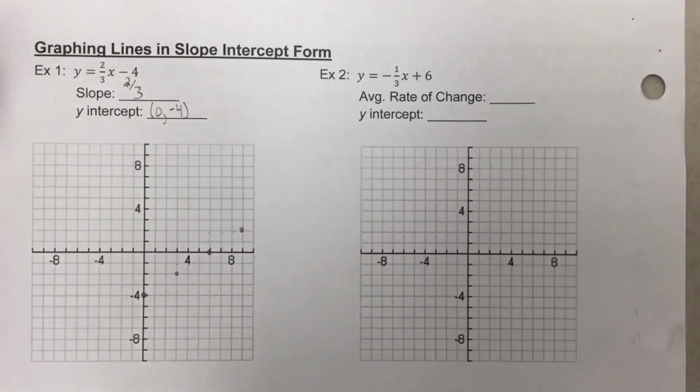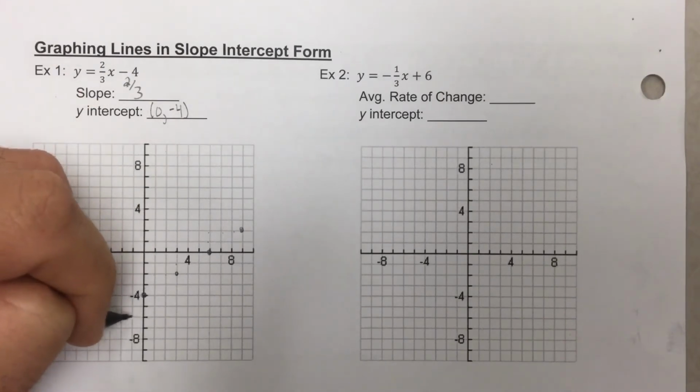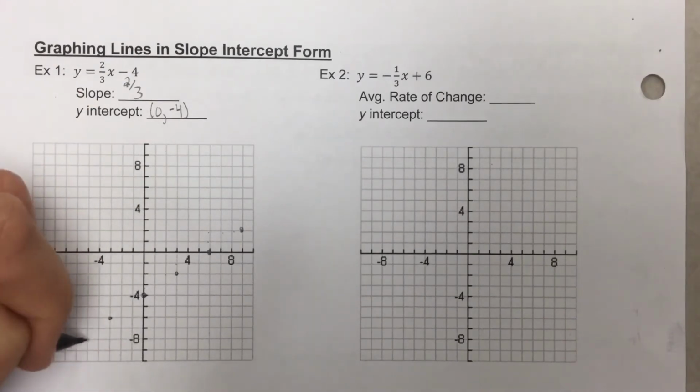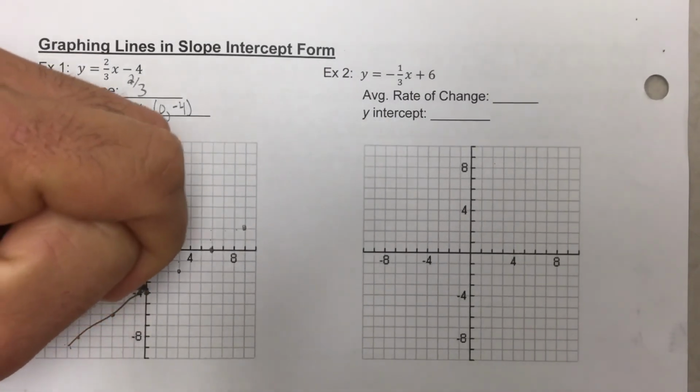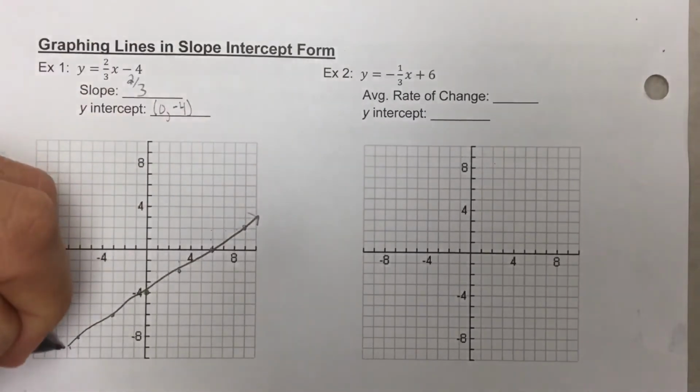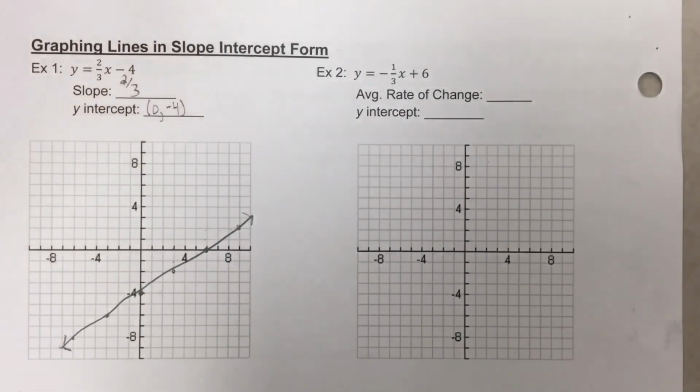And then I can do the opposites. So if I go up and to the right, I can go down and to the left. Down 2, and now left 3. Down 2, left 3. And then we connect those points. For example 2, I have y equals 1/3 x plus 6.